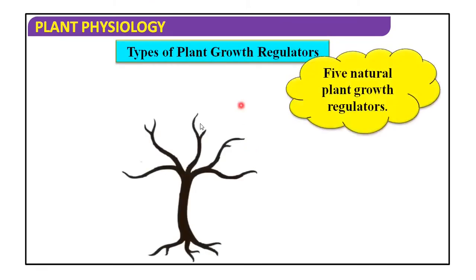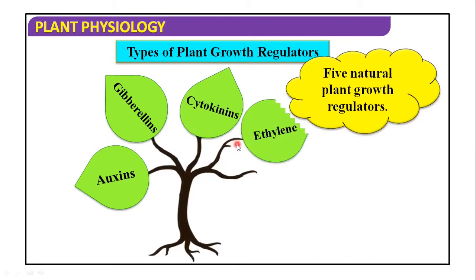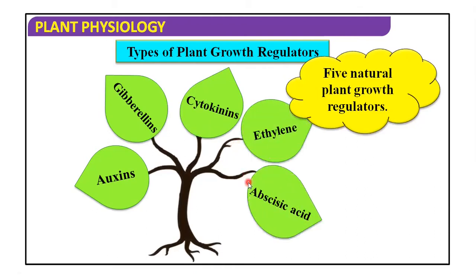Types of plant growth regulators are auxin, then gibberellins, then cytokinins, then ethylene, and last one is abscisic acid. So these are the 5 natural growth regulators.